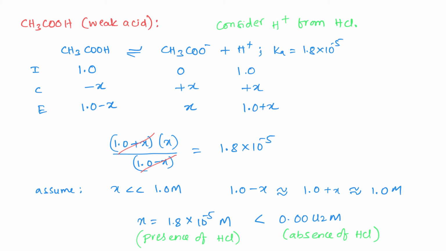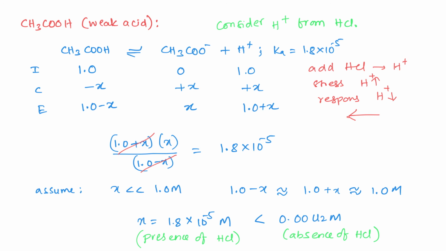This can also be explained by Le Chatelier principle. If we take this equilibrium of acetic acid and add hydrochloric acid to the solution, the hydrochloric acid generates H plus ions. So the stress is adding H plus ions, and the response from the reaction would be to lower the concentration of H plus ions by shifting the reaction to the left. This decreases the overall H plus ion concentration.